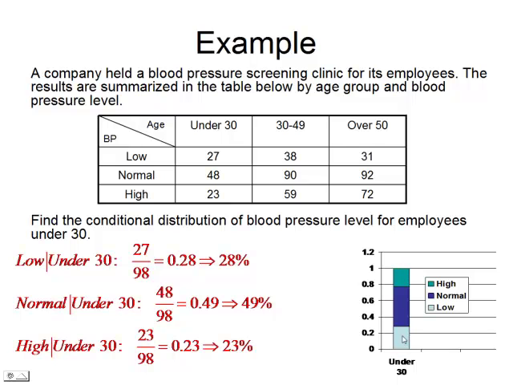So we have the low down here, which is 28%. We have normal, which is another 49% to get us a total of 77%. And then we add up the high, and we add that on, and we get 100%.